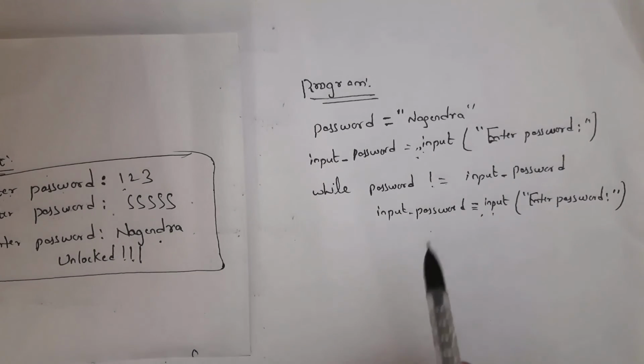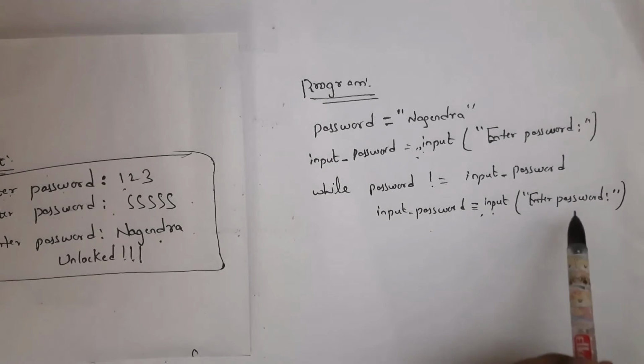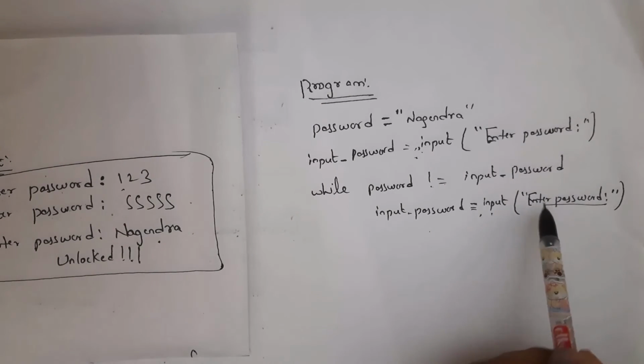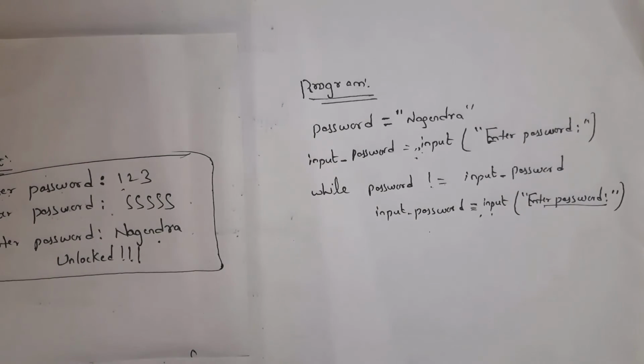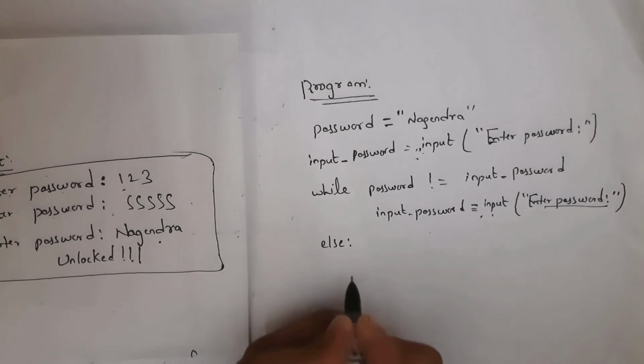Meaning of this is, if I enter wrong password, then again I will get output enter password, and here I can enter any password. Else if I enter correct password, then I should get output that is unlocked. So write here else colon print unlocked.